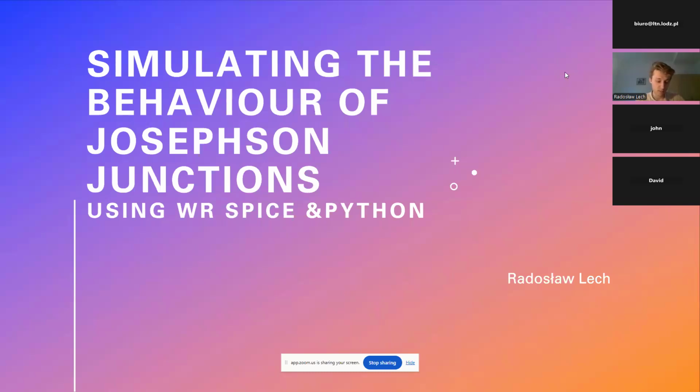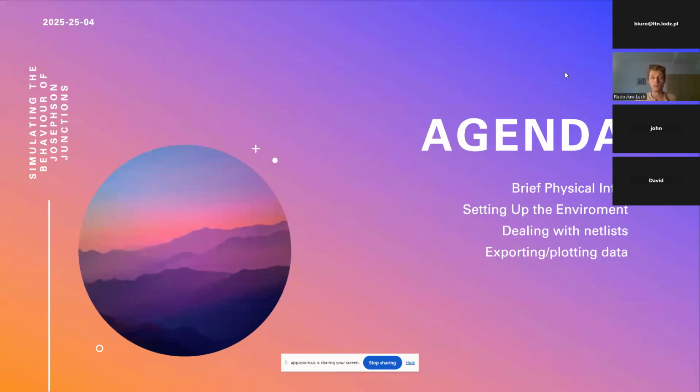Before that, I will talk very briefly about the physical background of the situation we are trying to model. And then how to deal with the WRSpice netlist, and how to export files and make use of them, for example, by doing some animations and using them in Python.